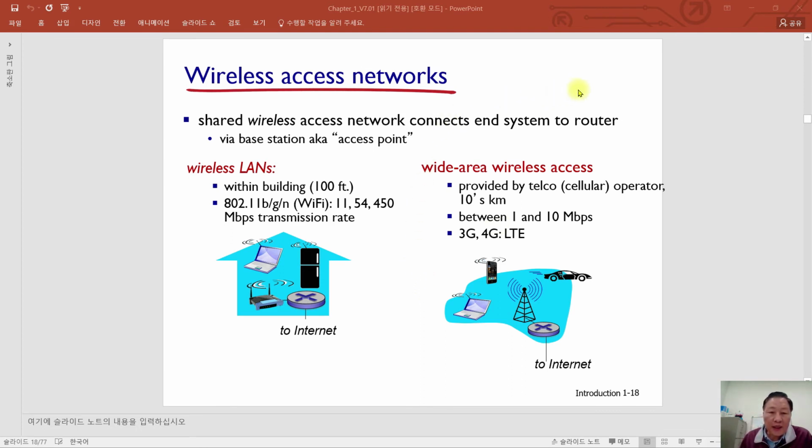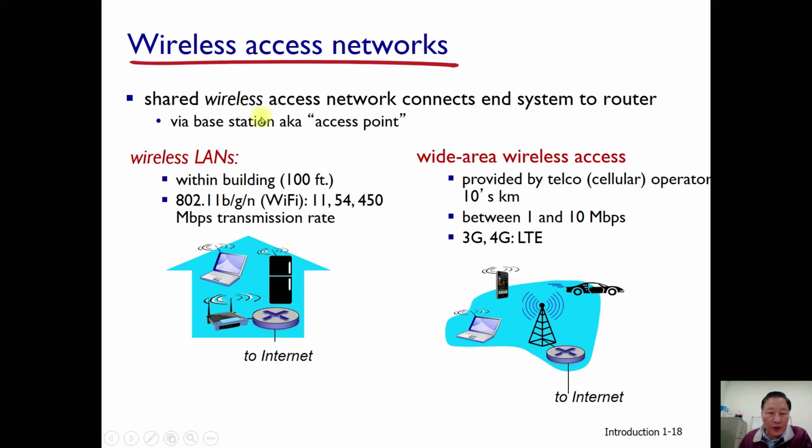If we are considering wireless Wi-Fi, then that is called wireless access networks, shared wireless access network. Okay, I'll try to enlarge a little bit. This shared wireless access network is connecting end systems to the router by a base station, this is called an access point. AKA means also known as, in other words, base station or access point.